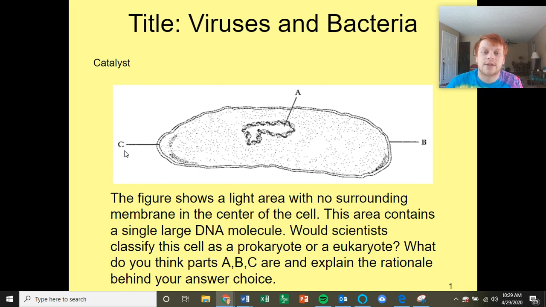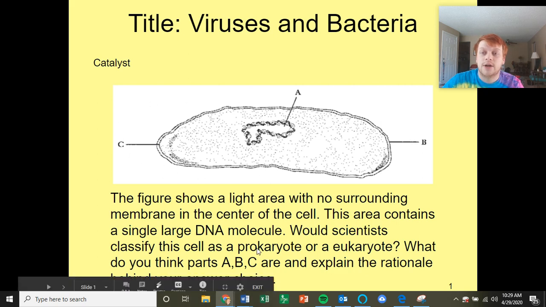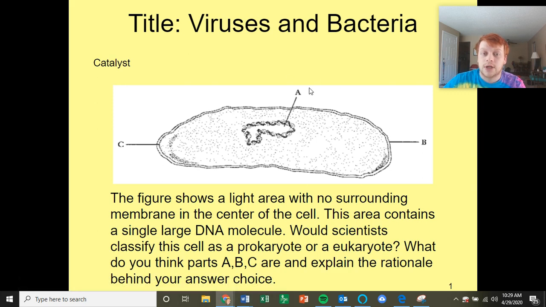All right, so hopefully you've answered your catalyst. If we're looking at this organism right here, we're going to classify it as a prokaryote. Remember, we talked about this before. The prefix pro means before. This root kary in Greek means egg, so it's before the egg or before the nucleus. A eukaryote is a good egg or a good nucleus. So this is a prokaryotic organism, specifically a bacterium, that does not have a nucleus, so it's before the egg formed. Part A right here, we know is a strand of DNA.